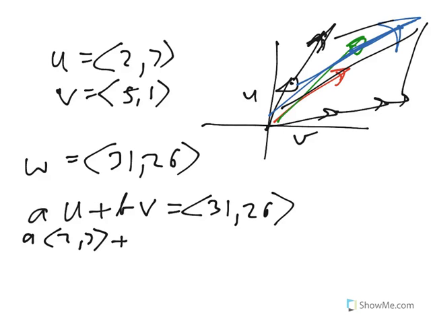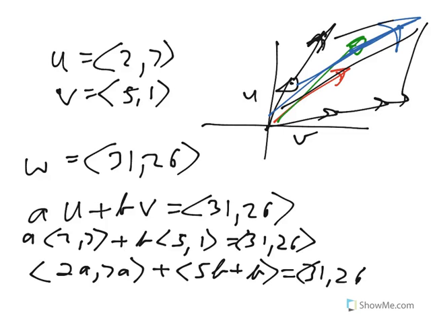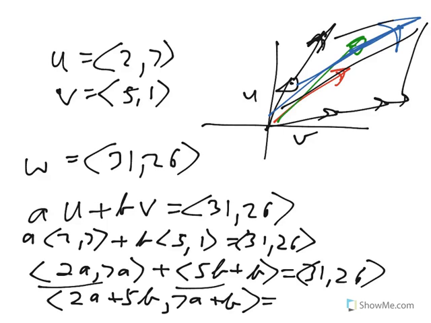a times 2, 7 plus b, my unknown, times 5, 1. We want those together to become 31, 26. Well, if I distribute this a through, I get 2a, 7a. If I distribute the b through on the second vector, I get 5b, 1b, equals 31, 26. Then I could add these two vectors together by putting their x components together: 2a plus 5b, comma, 7a plus b, equals 31, 26.